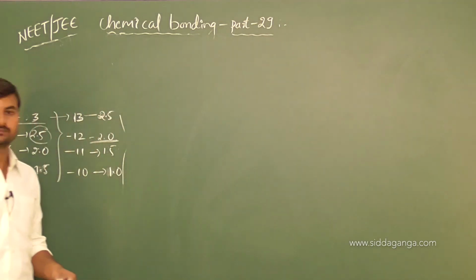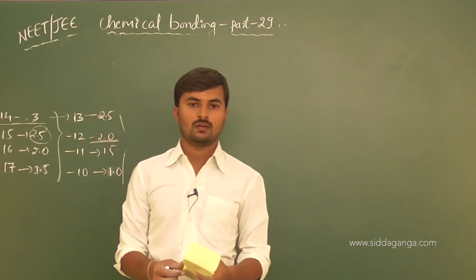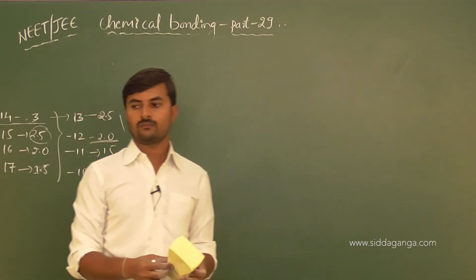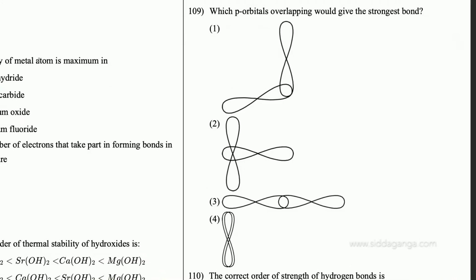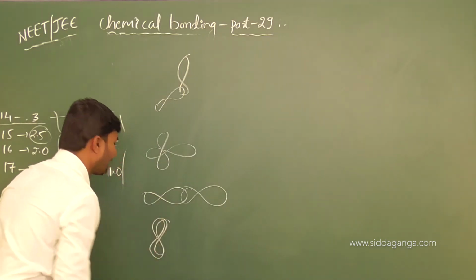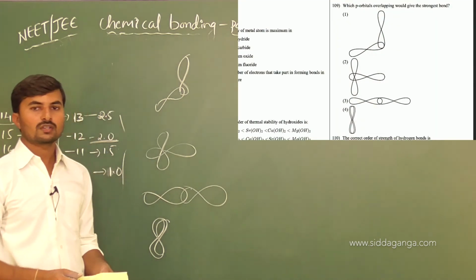So the next one, yes, which p orbitals overlapping would give the strongest bond? The first one is like this, the second one is like this, the third one and the fourth one are like this. What is the question here?